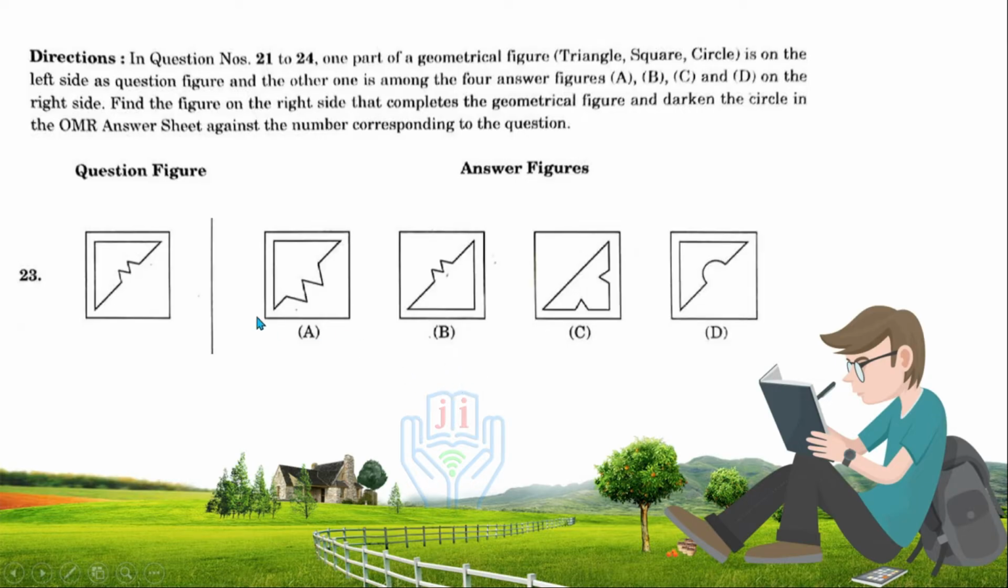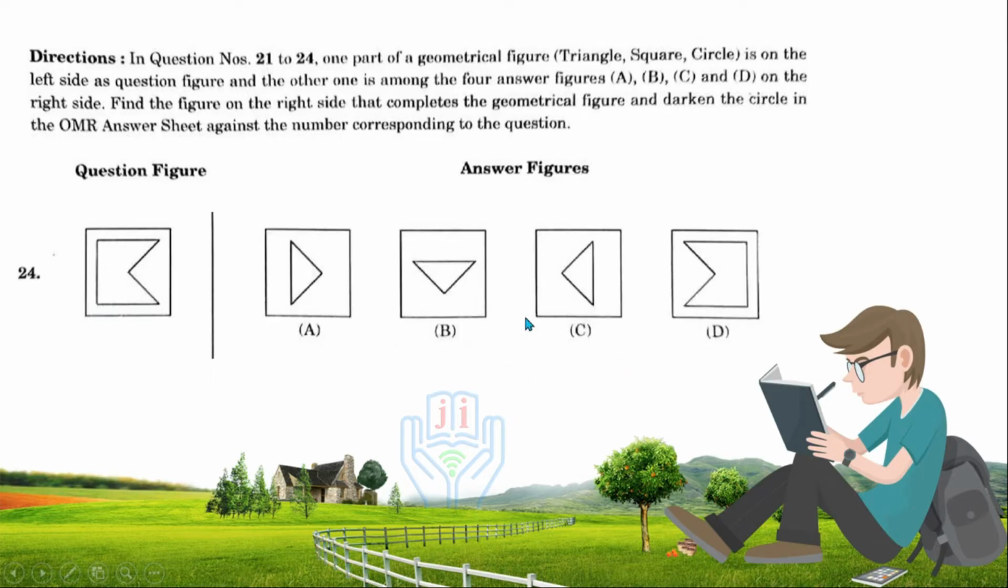23rd question. It should attach. So B will attach with this figure. Answer will be B. Next question. So it should attach. C will attach to this. Answer C.